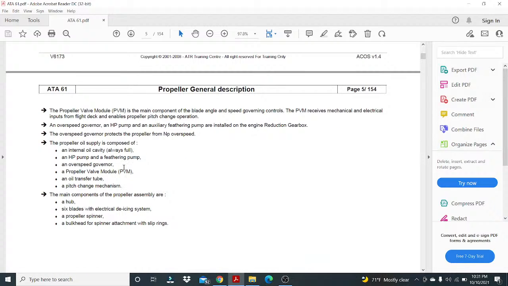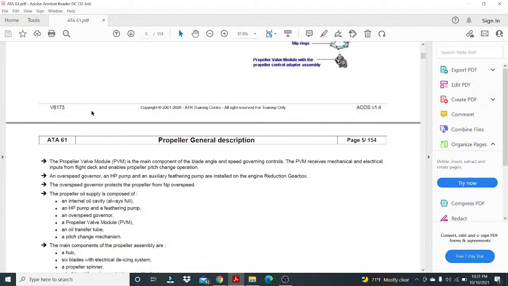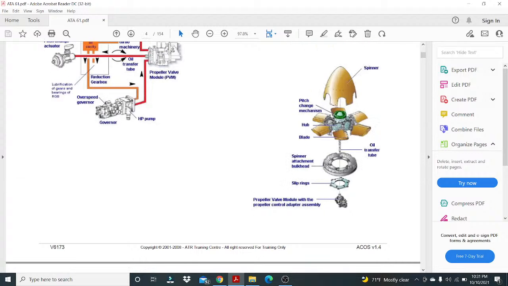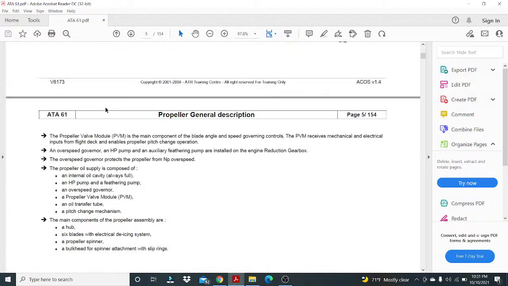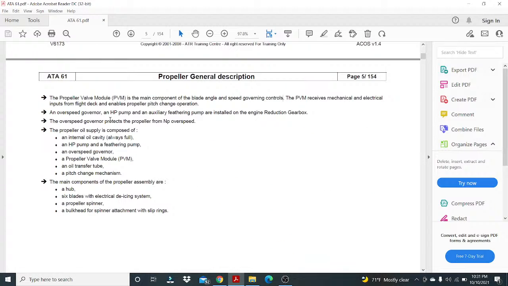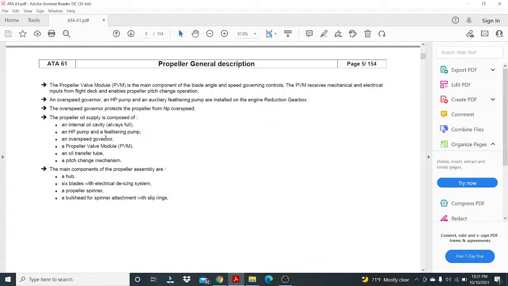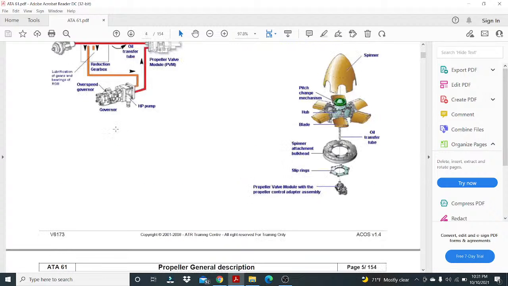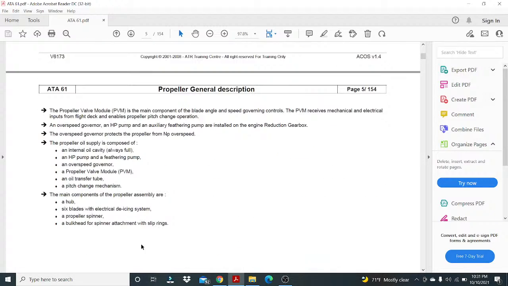The propeller oil supply is composed of an internal oil cavity, which always needs to be full, an HP pump and a feathering pump with integral valve and check valve, an overspeed governor, a propeller valve module, here is the PVM, an oil transfer tube, here is the oil transfer tube, and a pitch change mechanism.